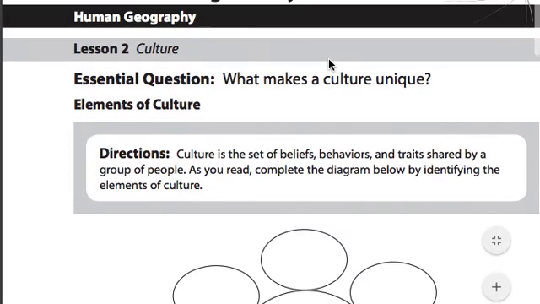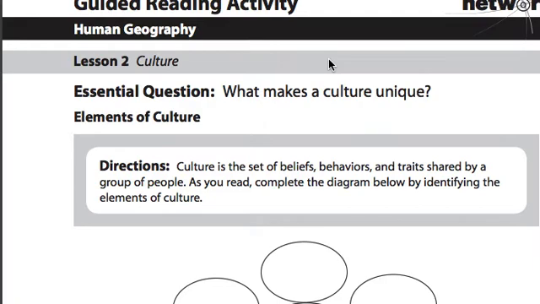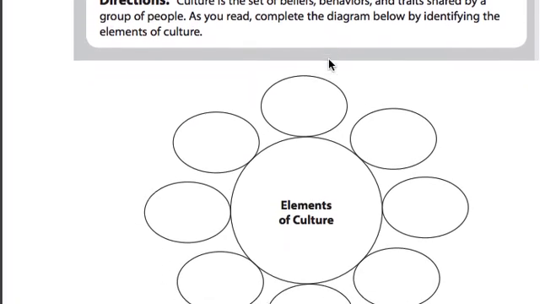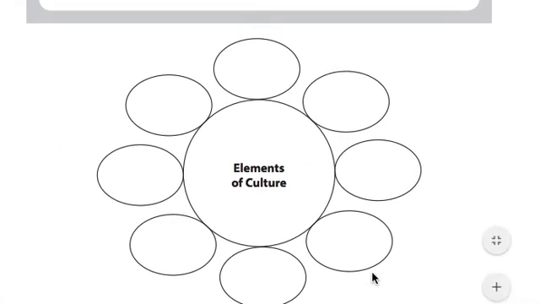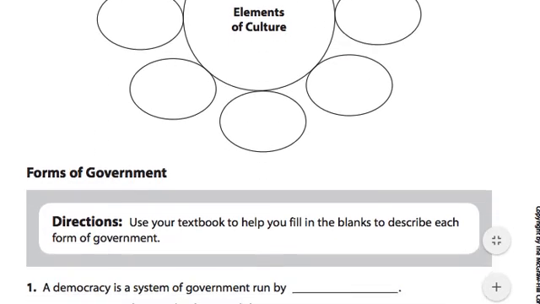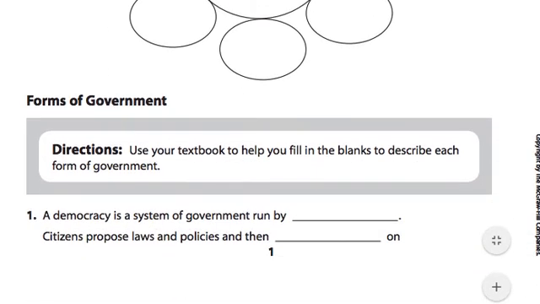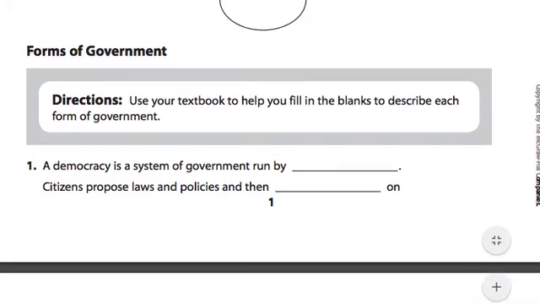Your homework assignment is to take a look at the section that we already read through. What makes a culture unique? The elements of culture you listed. You completed these 8 different bubbles, and then I wanted you to list down the individual aspects of culture that you could identify with. In the second section, when you're reading about those forms of government, you have to fill in the blank and describe the different forms of government from what you read through.